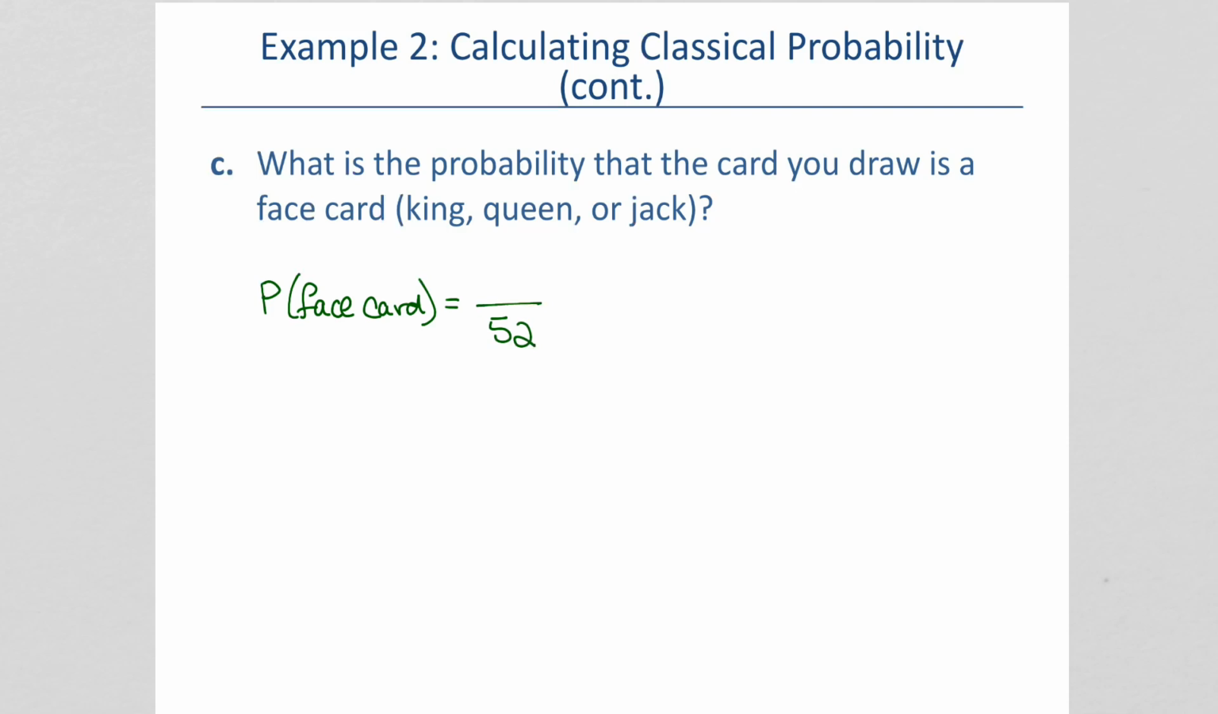So let's see, there were 3 in each suit that were face cards, so that would be 12. And that reduces to 3/13, or as a decimal, approximately 0.230769.